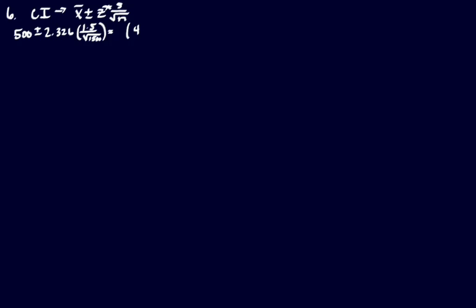And so if I just plug it into the formula, we have, this is number 6, 500 plus or minus 2.326. That's the Z star for 98%. We use a standard deviation of 1.5 and a sample size of 1,500. If you plug all that in, add it, subtract it, you get 499.91 is your lower limit. Your upper limit is 500.09.